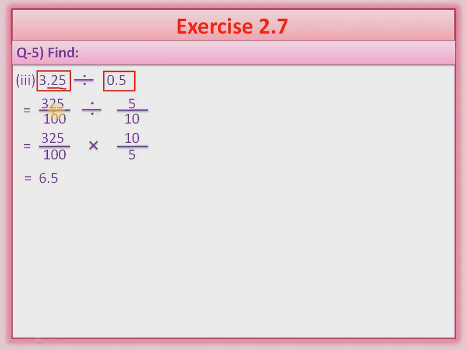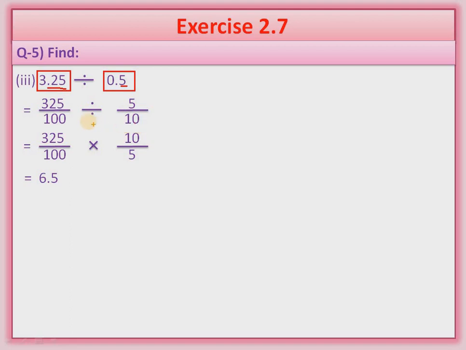Understood? 325 upon 100, because after the point there are 2 digits, so the denominator has two zeros. Keep this in your mind. So 325 upon 100 divided by 0.5, where after the point there is only a single digit. So 325 upon 100 divided by 5 upon 10.